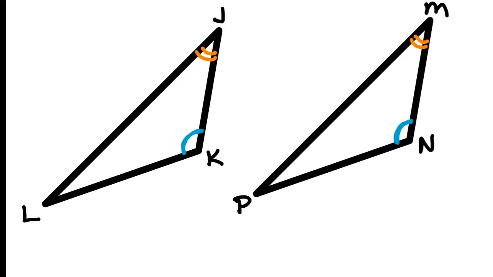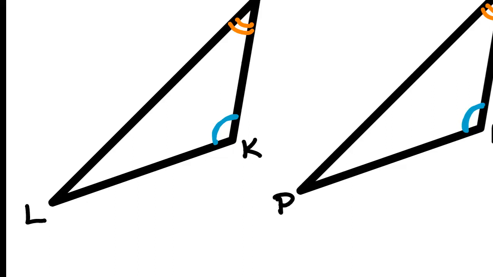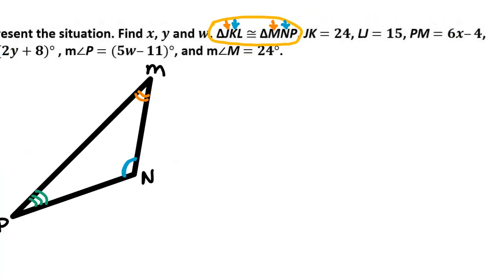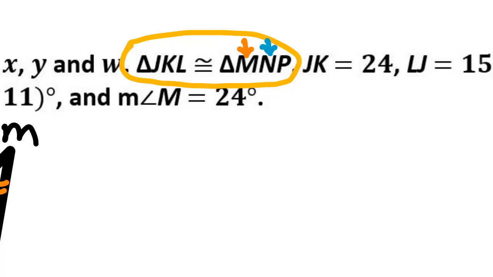What other angles do we know are congruent? L and P. So angle L and angle P. I gave this one 3 arc marks because I already used 1 and 2. And I don't know that angle L is congruent to any of the other angles except for P. All right, so we've got all of our angles marked up.